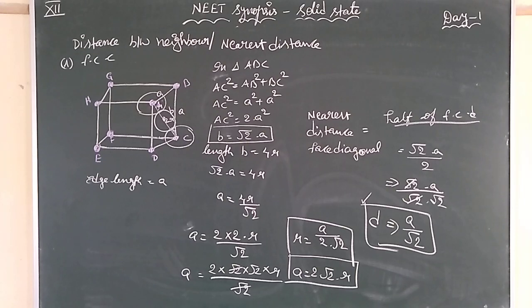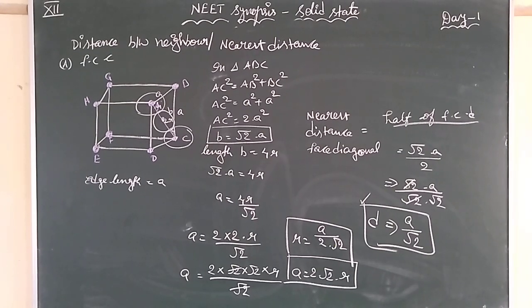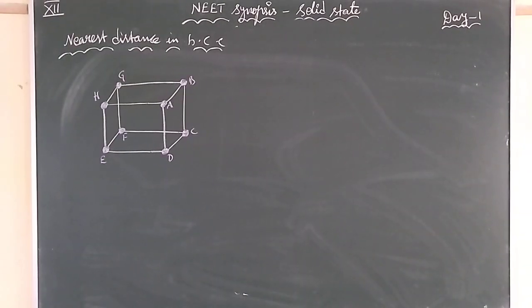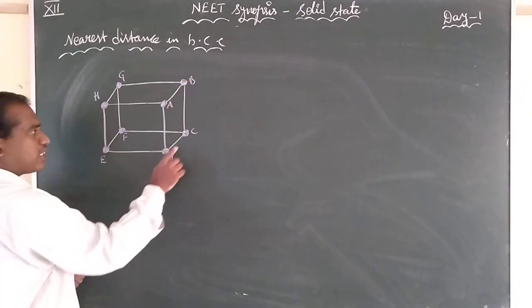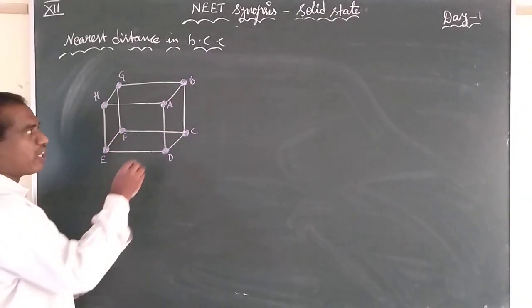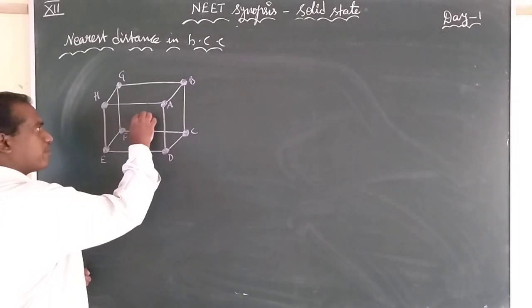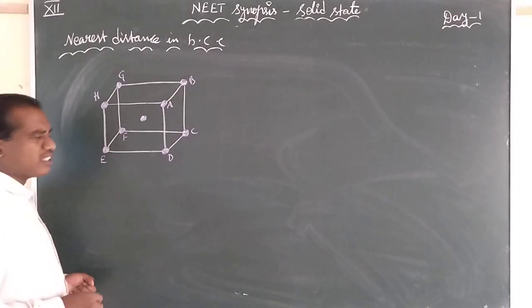Let me tell you about the BCC also. Let us take the nearest distance in the BCC type of arrangement. In the BCC type of arrangement, in a cube, all the corners are present. Along with the corners, one atom is present at the center.